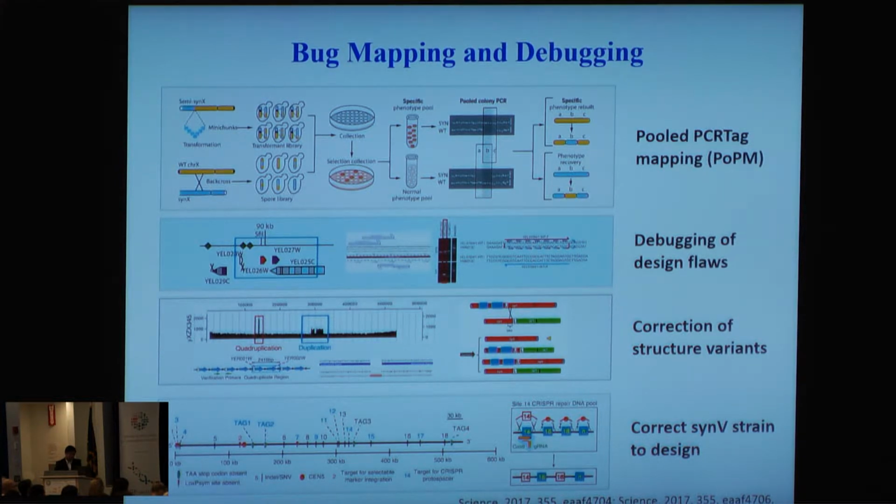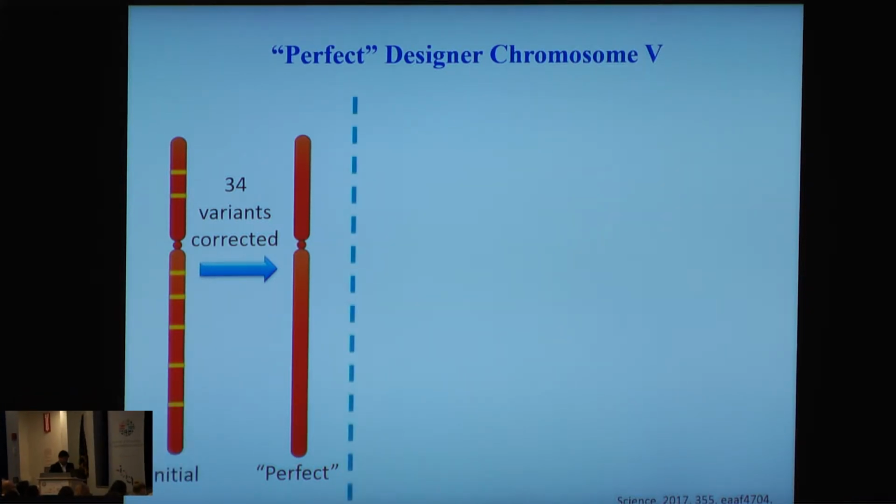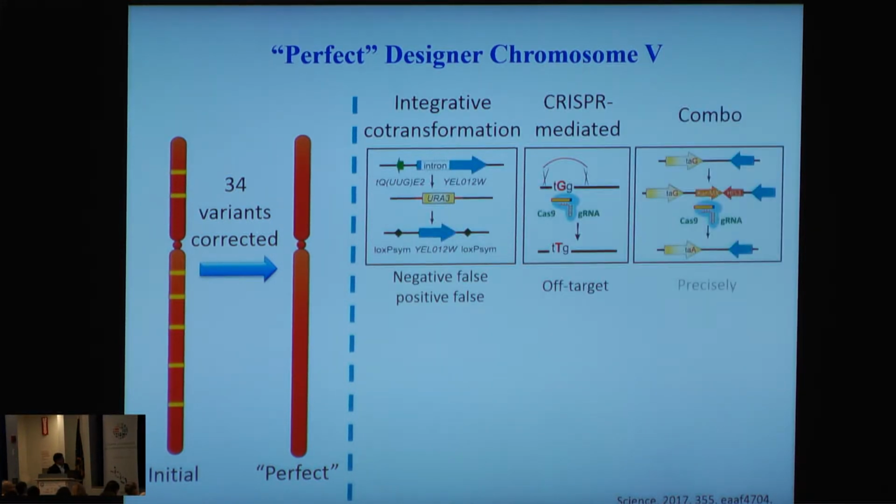For chromosome 5, after the build, by deep sequencing we found 34 variants. We used about 9 months to correct all of these variants to get a perfect designer chromosome. For this correction, we used the integrative co-transformation method, the CRISPR-mediated method, and a combination of both.